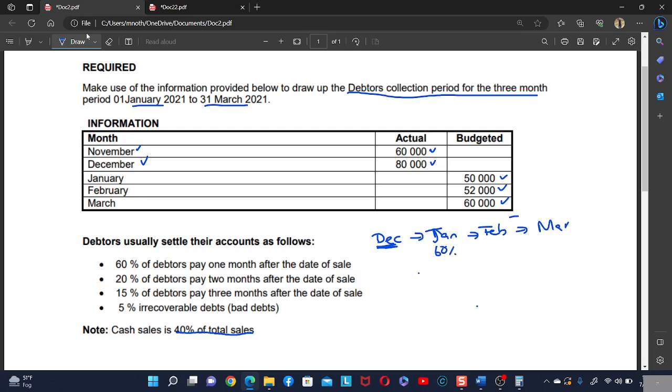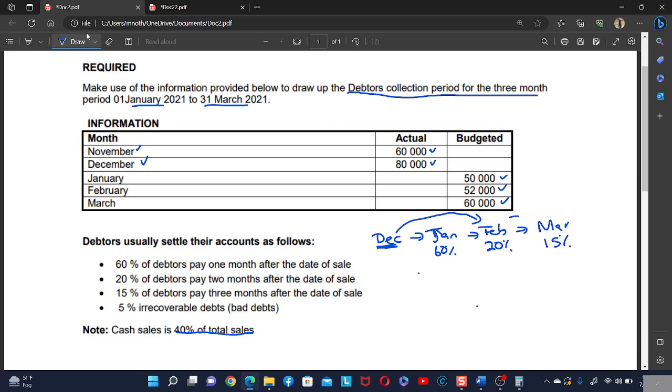And then 20% pay 2 months after the date of sale. The date of sale is December, so after 2 months, this is going to be February. So 20% is going to be paid in February. 15% of debtors pay 3 months after the date of sale. 3 months after December, that is March.